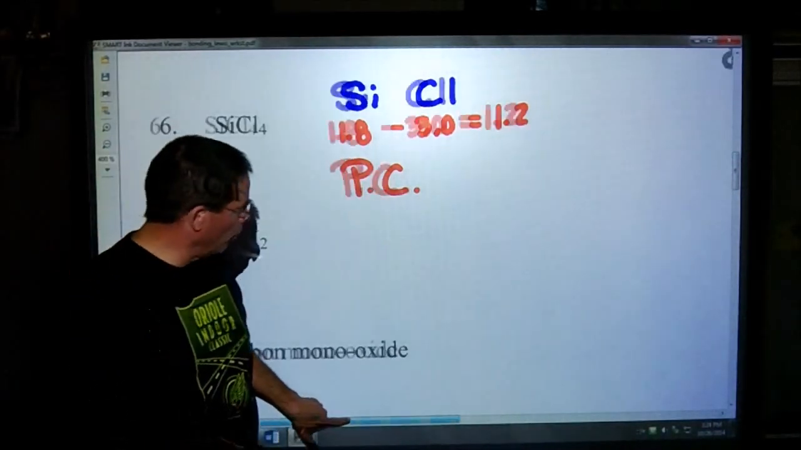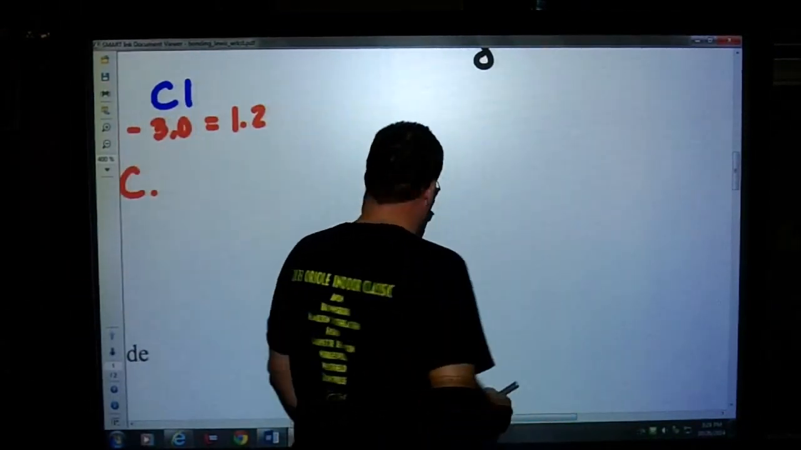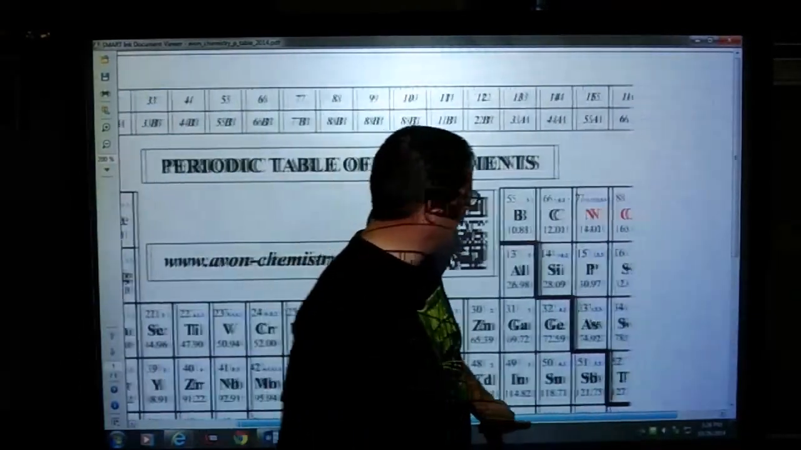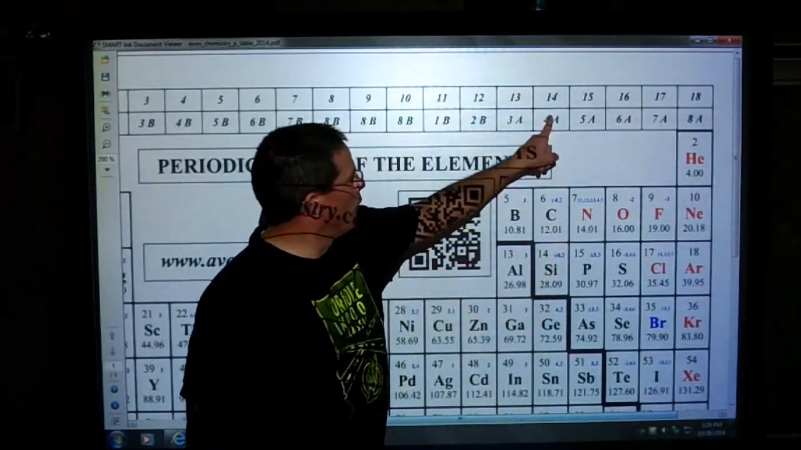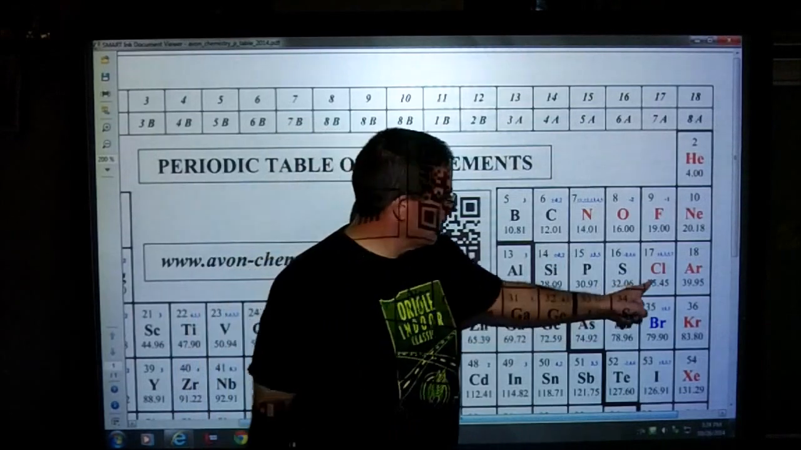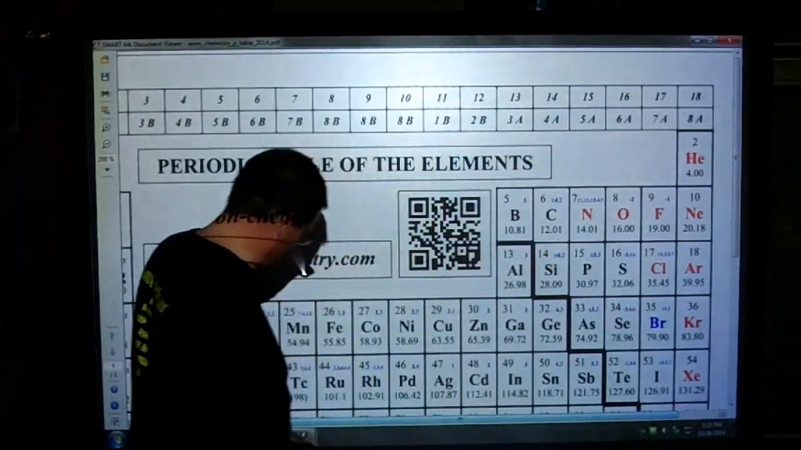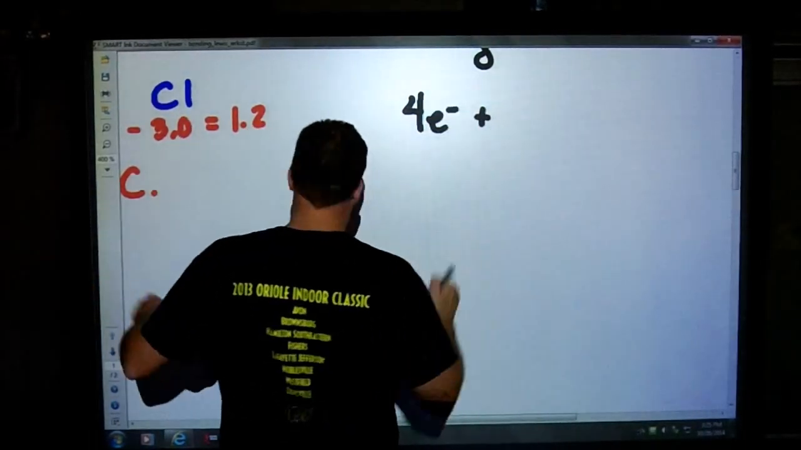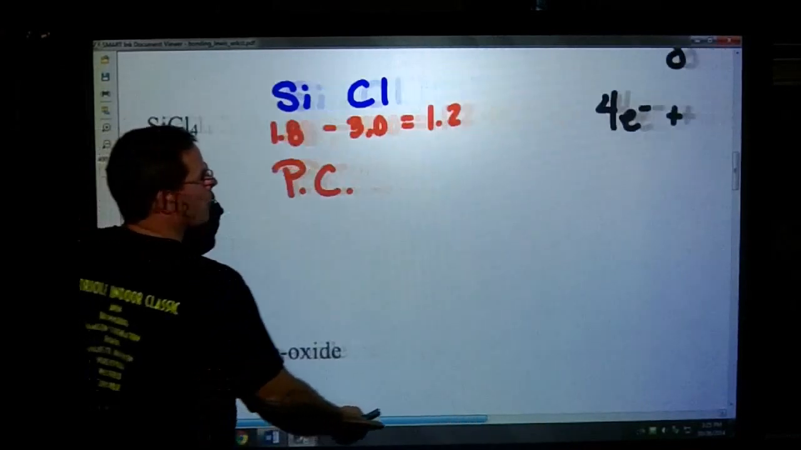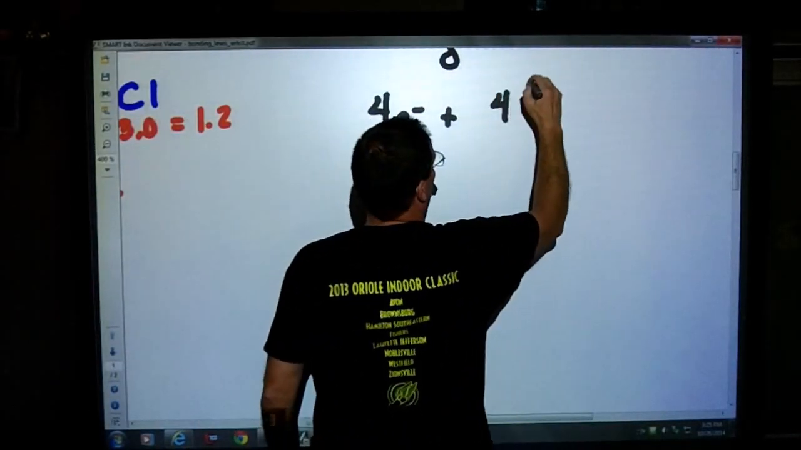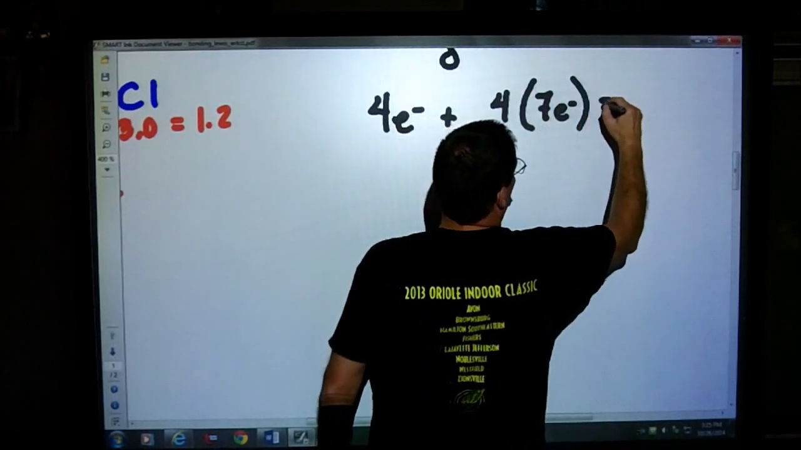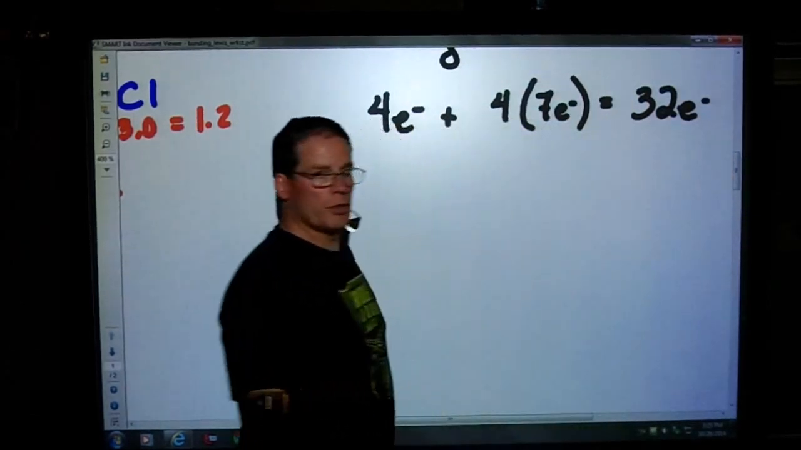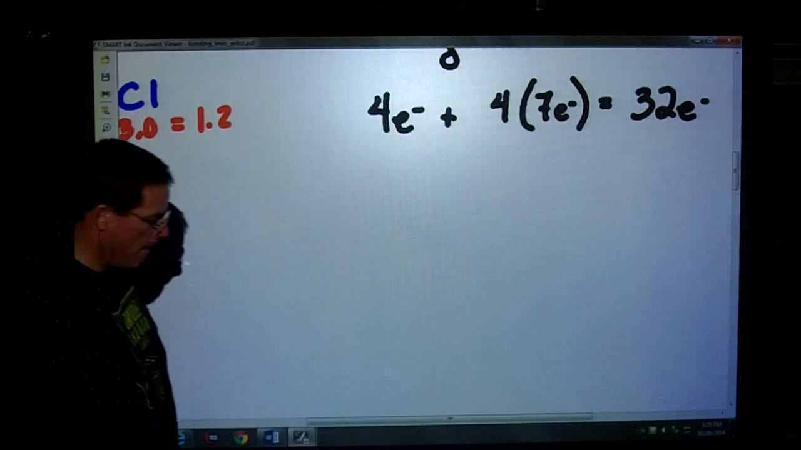All right, let's find out how many total electrons we have. Silicon is group 4A, so silicon brings 4. Each chlorine brings 7. We have 4 chlorines, and that's 28, plus 4, which is 32 total electrons. So we've got quite a few electrons that we're going to work with here.